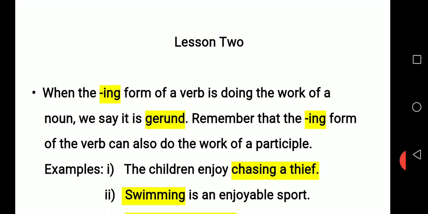Swim is the infinitive form of that action. From swim, we can form swims, swam, swimming, and so forth. So when we see a clause that begins with this infinitive form of the verb, we should know that this is also a noun clause. For example, to get, to play. He wanted to get a reply.